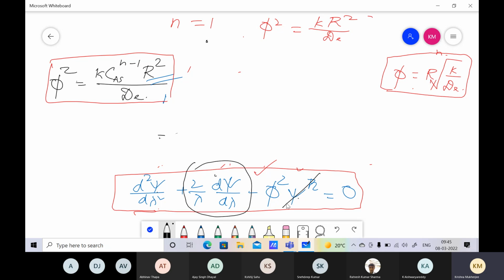So what do? मैंने कुछ गड़बड़ कर दिया. Phi square psi होना चाहिए था. N is equal to 1, not n is equal to 0. Sorry. This is not disappeared. What am I doing? This is phi square psi, but that is all. N is equal to 1.